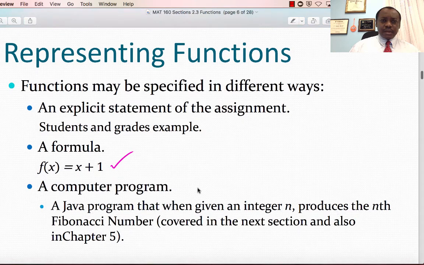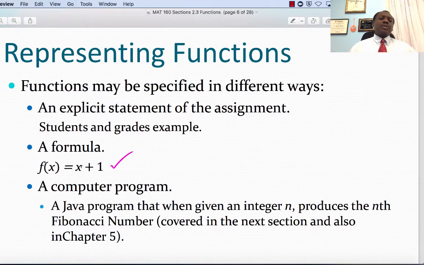Okay, now let's talk about representation of functions. We could represent functions with an explicit statement of the assignment, students and grades, for example, the one we just saw, but we would not do that very often. We would use a formula. For example, f of x equals x plus 1, and we would state what the domain is, of course. If the domain is the set of all integers, that means if I take f of 1, that gives me 2. f of 3 gives me 4. f of 5 gives me 6, and so on and so forth.